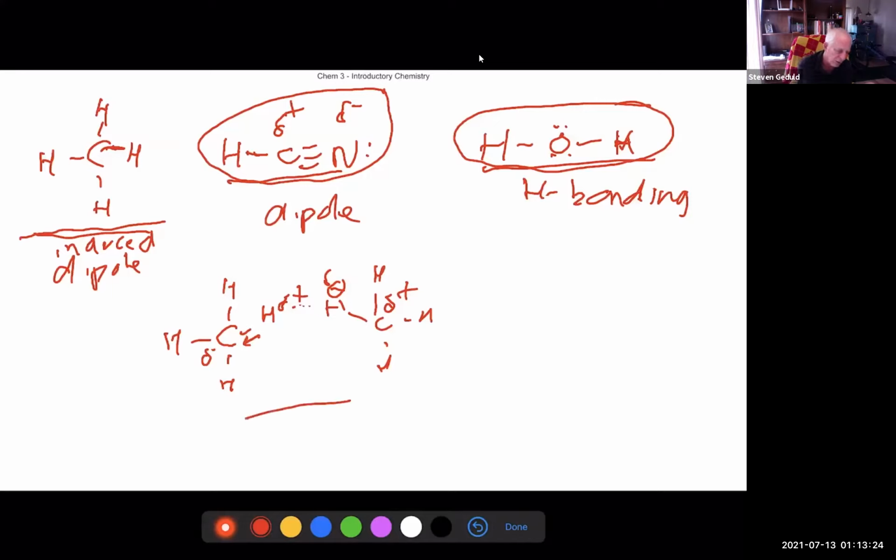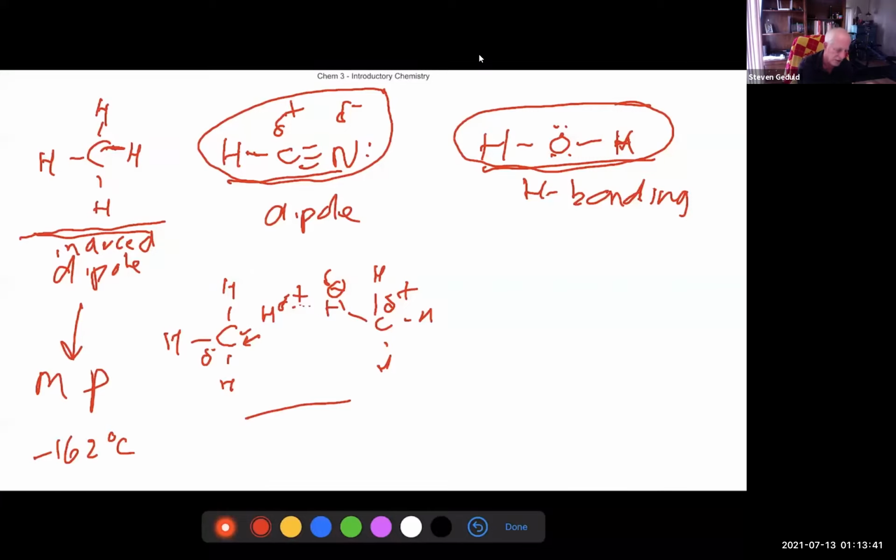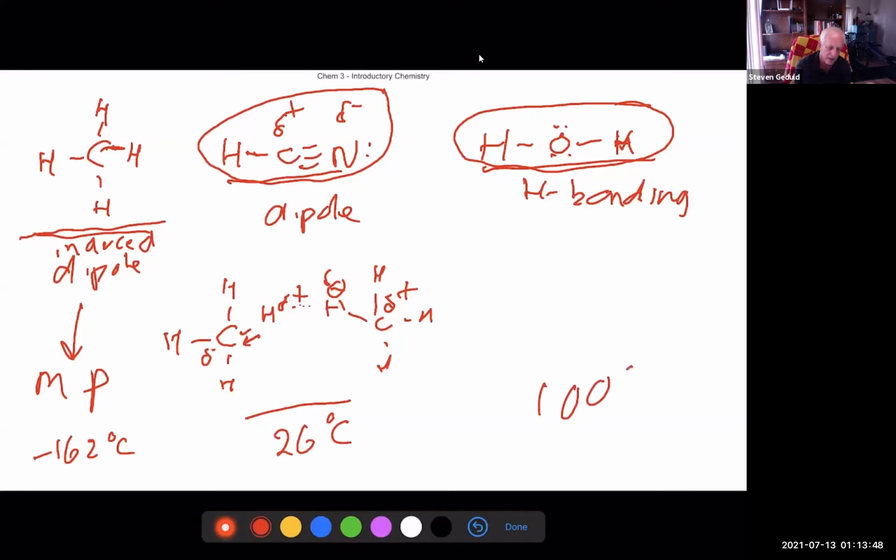So this has the lowest melting point. Methane has minus 162 degrees centigrade for its boiling point. Okay. Hydrogen cyanide has a polar bond. It's going to attract a little bit stronger. That has 26 degrees centigrade for its boiling point. And water is 100 degrees centigrade. It has hydrogen bonding. Hydrogen bonding is very strong.